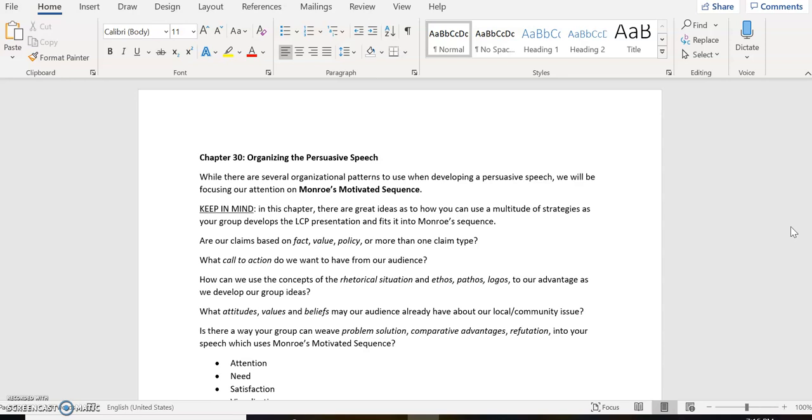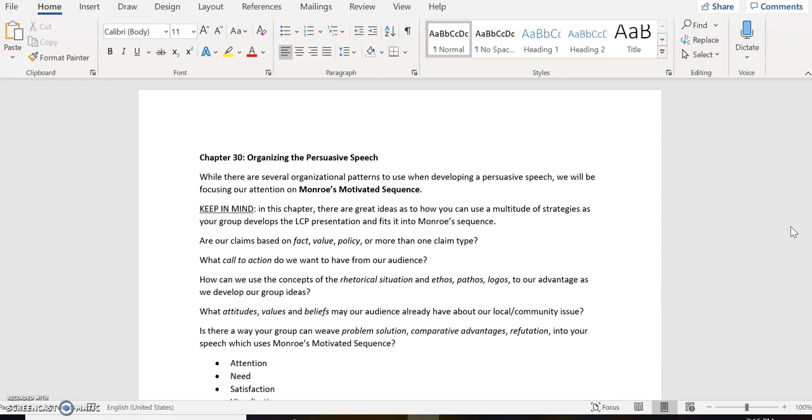There can be different types of organization in a persuasive speech, and one of the ones that is quite popular is a problem solution type organization. And it is also the kind of organization that your brain most naturally comes up with. So Monroe's motivated sequence is kind of similar to the problem solution organization, but it does have additional steps.